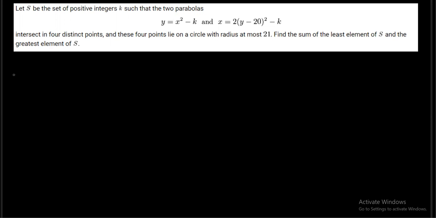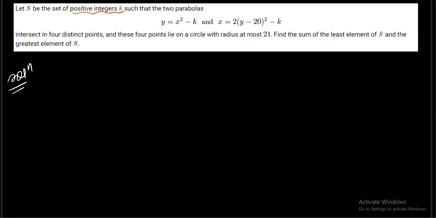What I'm going to do, first of all, is read the question once again. Let's see what conditions are given in the question. They are saying that S is the set of positive integers k. So from this line, it is clear that I don't have to think about the negative values of k or the value k equals 0.